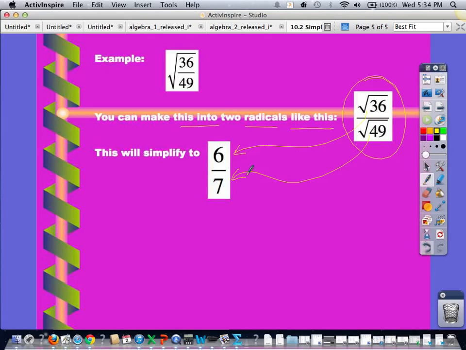So look for those perfect squares. You can rewrite this so you write it like this if it helps you. Okay, that's the same thing. These are exactly alike. We just rearrange it so that we can work with it easier. Okay?